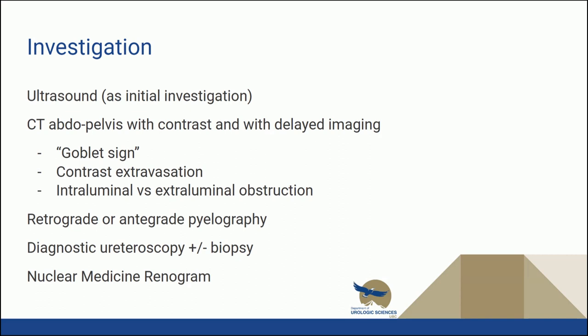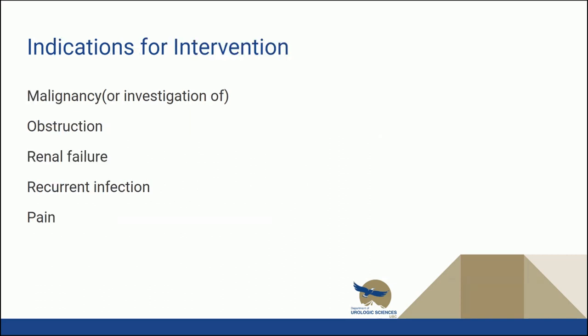Looking at the distal aspect of the stricture, you can use a retrograde pyelogram, or you can do an up and down approach with both a retrograde and an antegrade pyelogram to better characterize a stricture, especially in strictures where there's complete obliteration of the lumen. Undergoing a diagnostic ureteroscopy plus or minus biopsy would be helpful in the case of a potential malignant stricture. Obtaining a nuclear medicine renogram to look at split function can also help guide your management options. Indications for intervention include malignancy, obstruction, renal failure, recurrent infections, and pain.